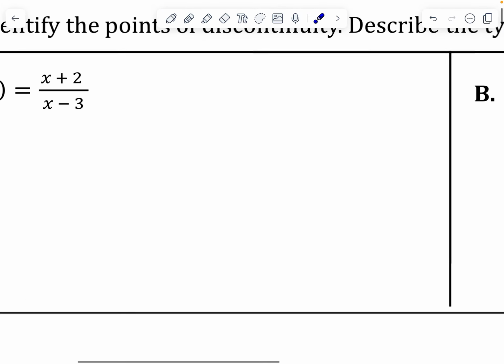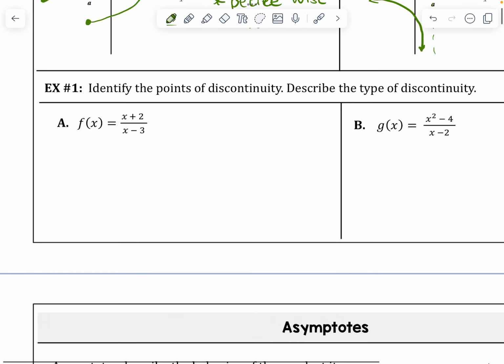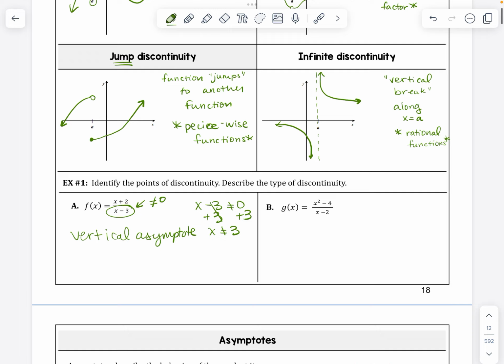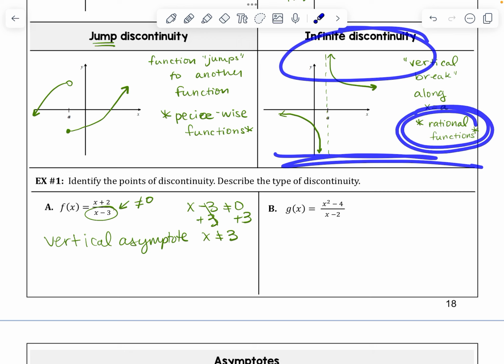Okay, so let's practice this. Identify the points of discontinuity, describe the type. So if I look at this one for part A, I notice here that it has a denominator. So remember, we can't have the denominator equal to 0. So I'm going to set this not equal to 0 and see when would that happen. So I know that I do not want x to equal 3. If I plug that back in, I can see x minus 3 would be 0, and I can't have the denominator being 0. So this creates a vertical asymptote, which means that if it's a vertical asymptote, that's right here. It's an infinite discontinuity when we have a rational function.